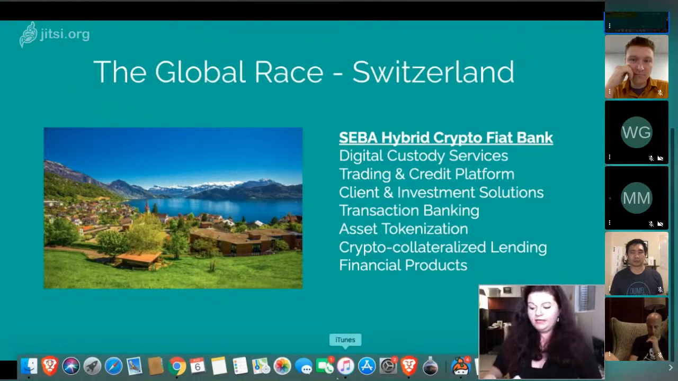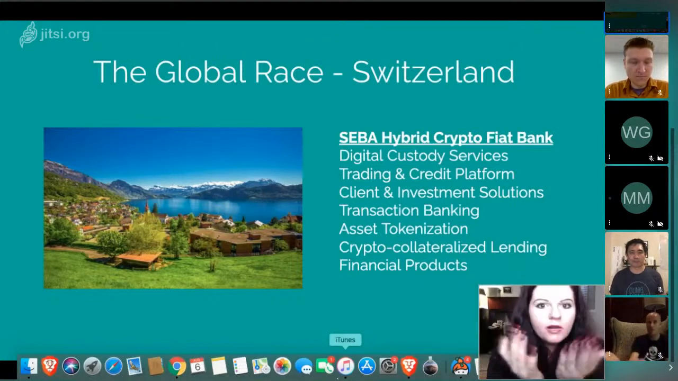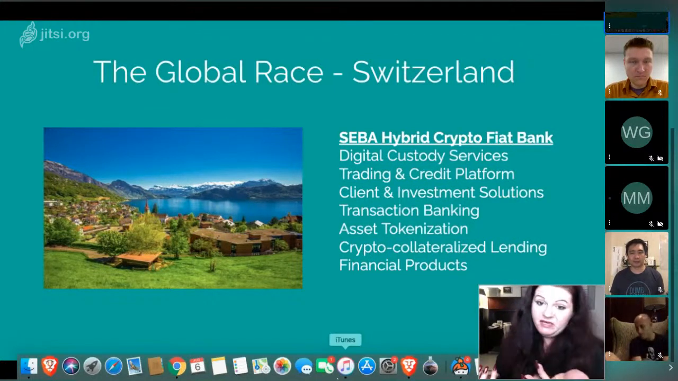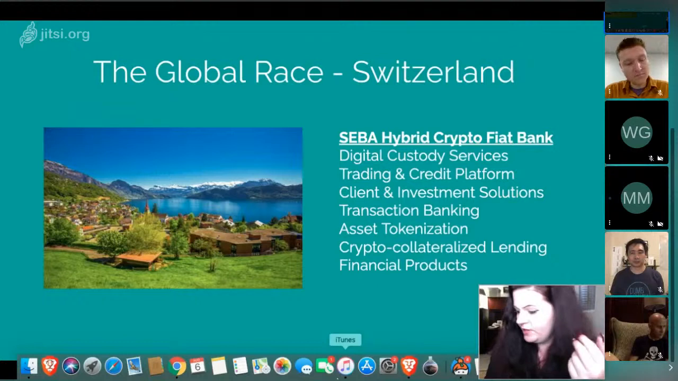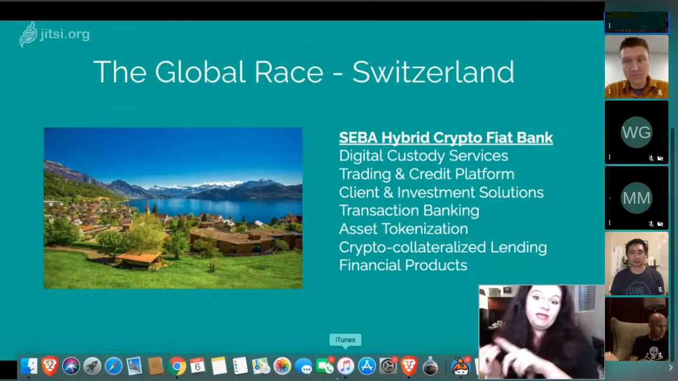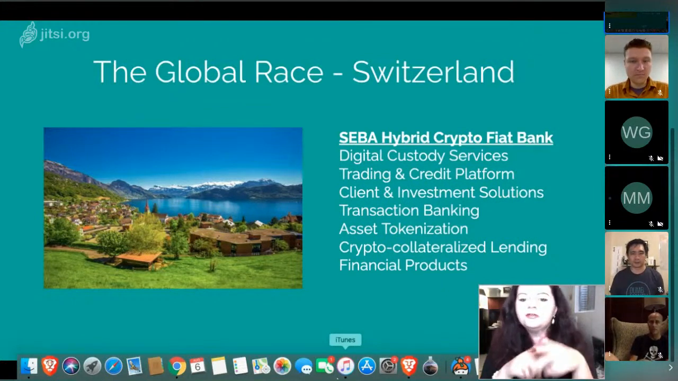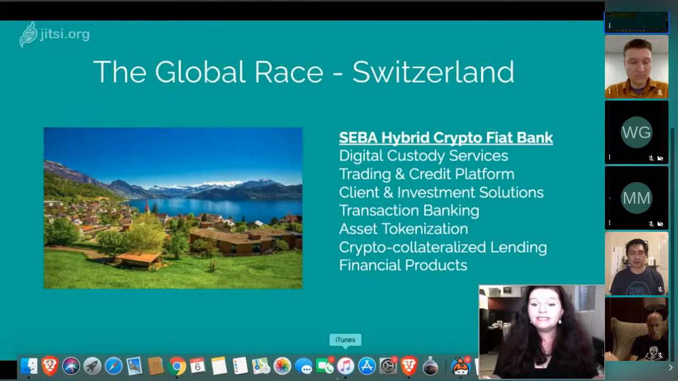So in Switzerland, we have SEBA. Now, SEBA is more than just the world's first crypto bank. What SEBA does, as you can see over there, is a number of services. They do digital custody services, trading, transaction banking. So it's all in one. Right now, on your phone, on your app, you just have banking. Well, imagine an app where you can buy crypto, flip it to fiat, invest in different crypto coins, and tokenize assets.